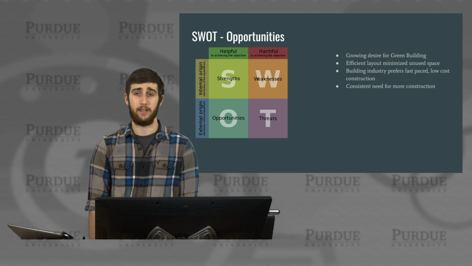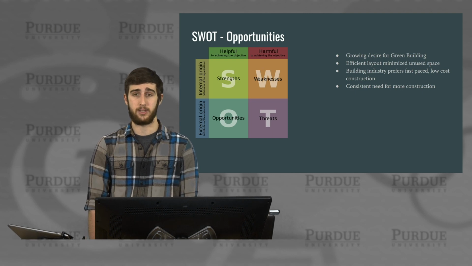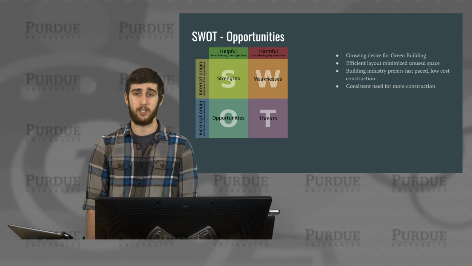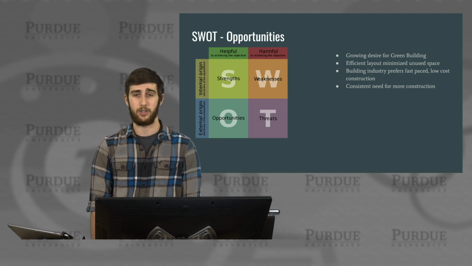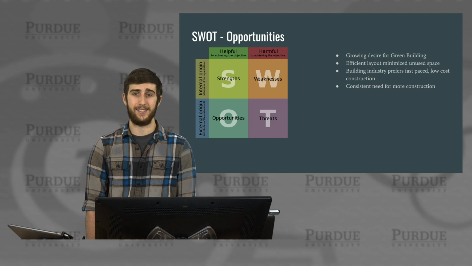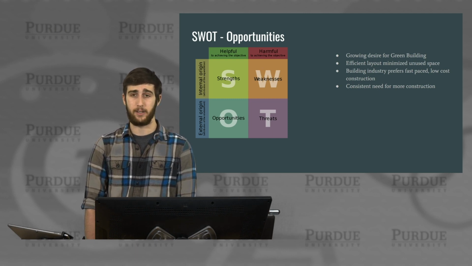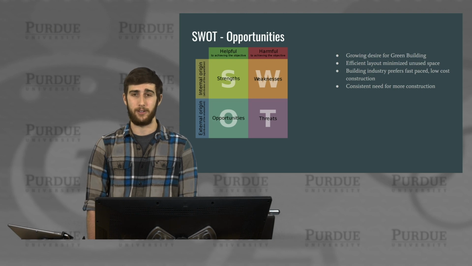Next up, the building industry as a whole definitely requires a fast-paced, low-cost style of building. Modular construction is fast because you can take different modules and put them on a truck and ship them directly to the site quick and easy. And it's also low cost because it's built in a factory using efficient methods. And lastly, there is a consistent need for construction today, and modular construction, being a quick and cheap way to do it, is very useful.